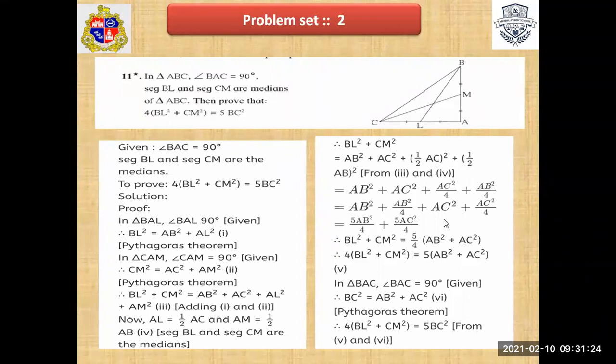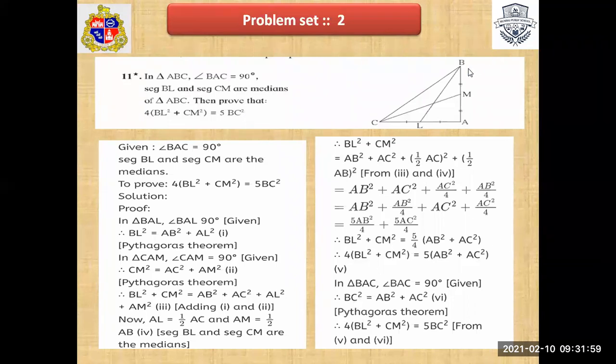5 AB square by 4. Again, 4 ones are 4, AC square plus 1 AC square, 5 AC square by 4, right? So here 4 is a common term. We take common 5 by 4, and take this 4 to the left hand side. 4 times BL square plus CM square is equal to 5 times AB square plus AC square. This is equation number 3. So we get the left hand side, but our right hand side is 5 BC square.